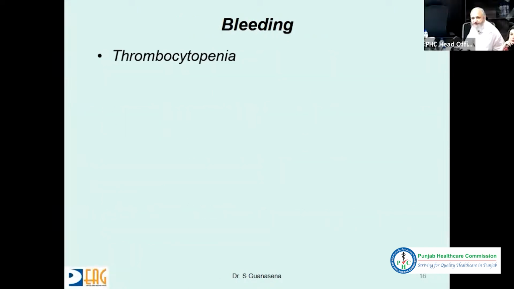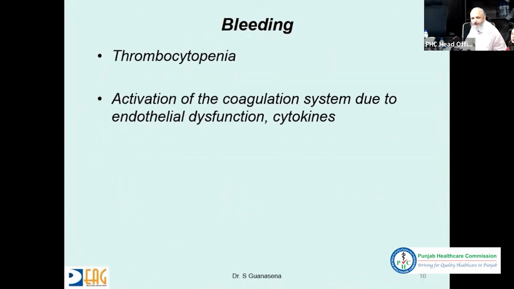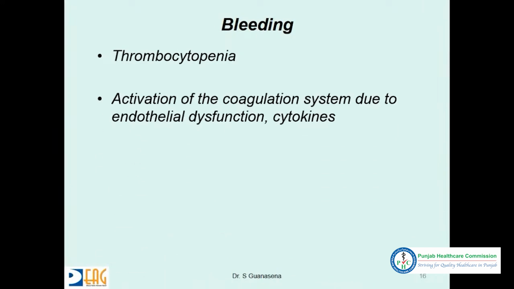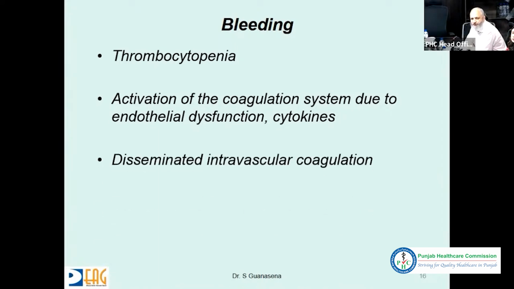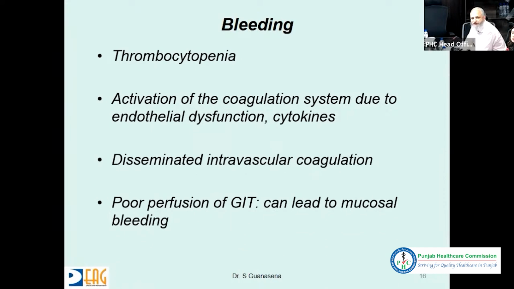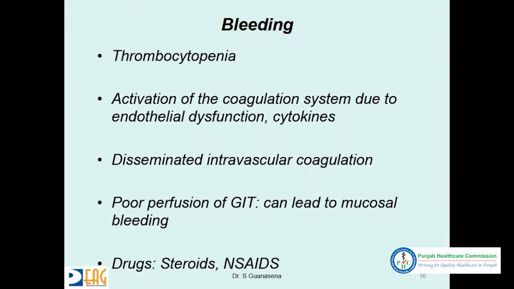Bleeding can occur in these patients. Multiple factors are there. One is thrombocytopenia. Another is disseminated intravascular coagulation, which is affecting the endothelial dysfunction, and the presence of cytokines. All of them can be responsible for the bleeding. Similarly, disseminated intravascular coagulation and then poor perfusion of the gastrointestinal tract can also lead to mucosal bleeding. So any of them or all of them can be responsible for the bleeding.